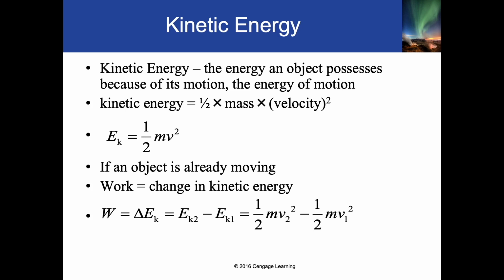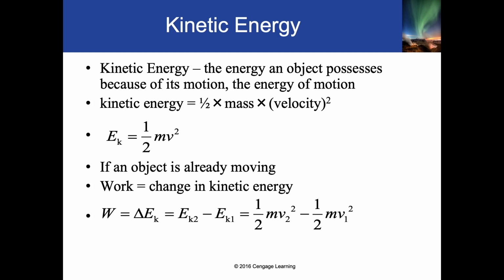So kinetic energy is abbreviated with an E and a K for kinetic energy. And the formula is, as you see here, basically 1/2 times the mass times the velocity squared. This is obviously when an object is already moving, because if the object were stopped, it wouldn't be kinetic energy. It's got to be moving for it to be kinetic energy.